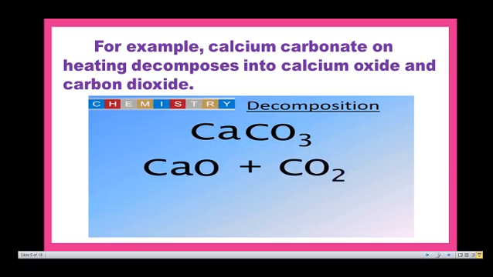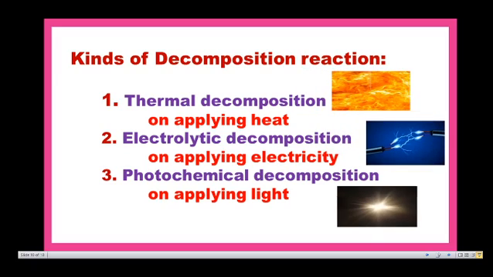Okay, children? There are different kinds of decomposition reaction based on what type of energy is applied. Suppose heat energy is supplied, it is a thermal decomposition reaction. Therm means heat. If electricity is applied, it is an electrolytic decomposition reaction. Photochemical decomposition reaction means we are supplying light energy.